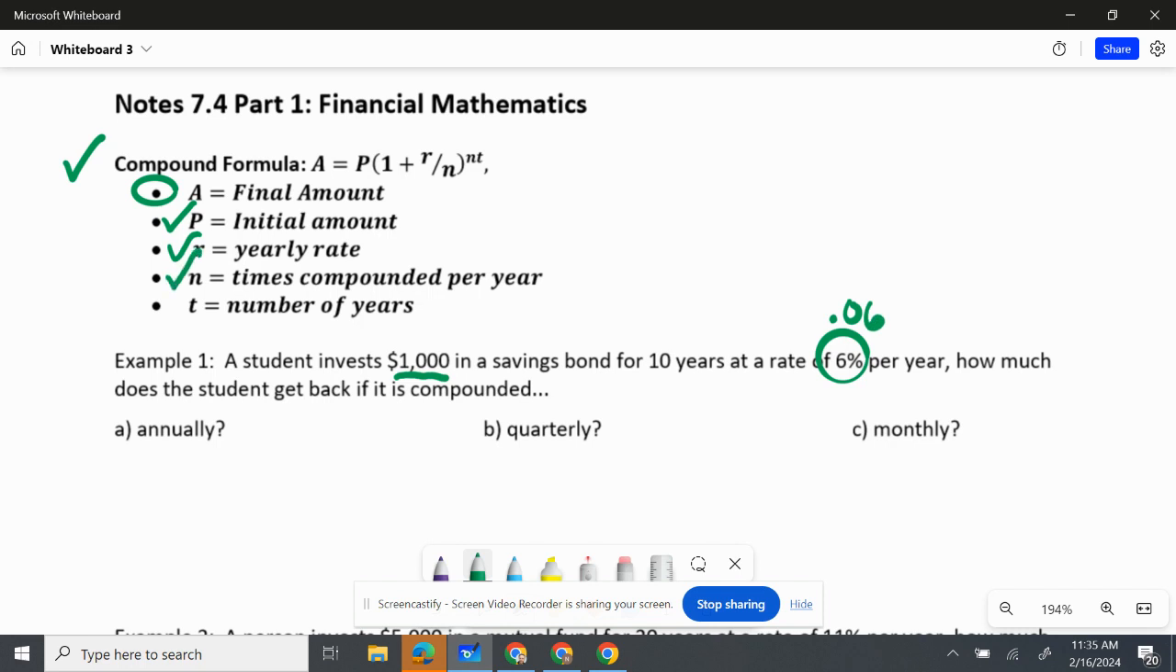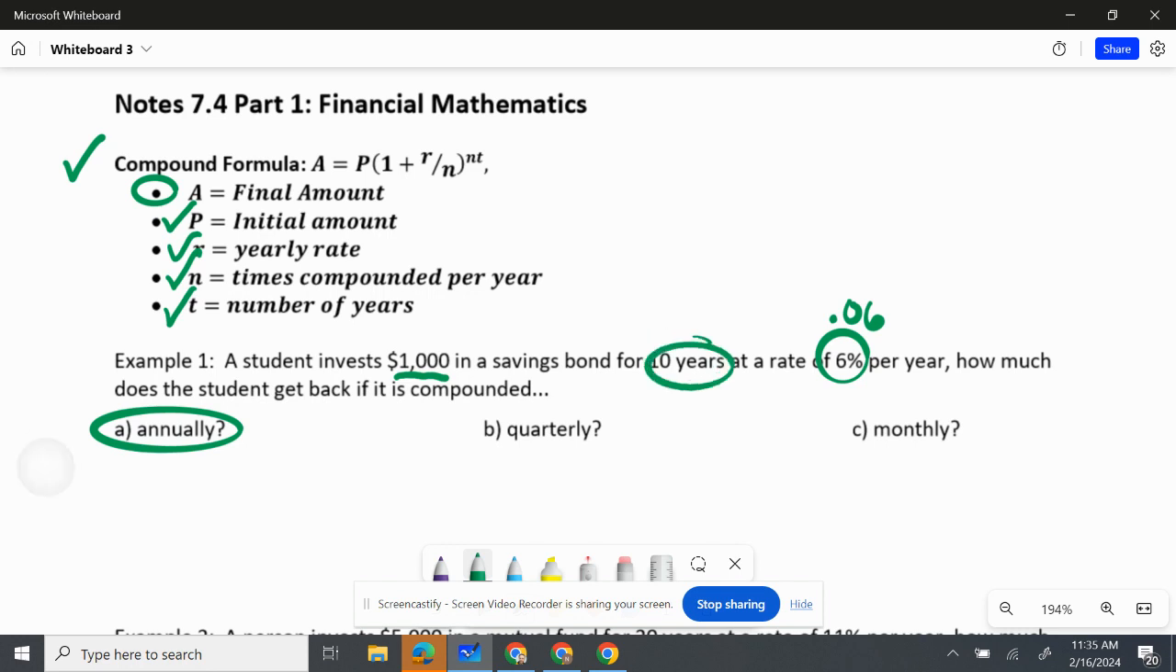N is how many times it compounds. So in each example, we're going to be looking at a specific way it compounds per year. And then T is the number of years of the investment. So T would be 10 years.